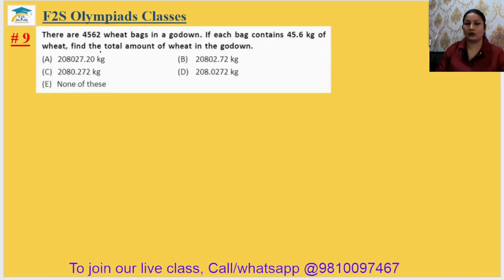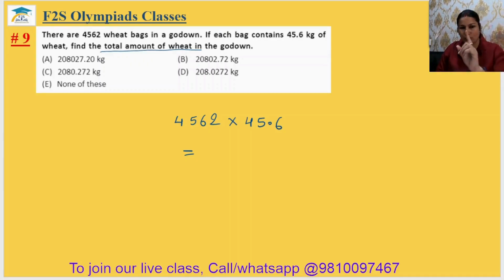So for finding the total amount of wheat, we will just multiply 4562 by 45.6. So how can we multiply? You can do it in your notebook. For decimal multiplication, you have to just forget the decimal and multiply as it is. And when you find the product, just put the decimal before the number of decimal digits. So how many decimal digits are there here?